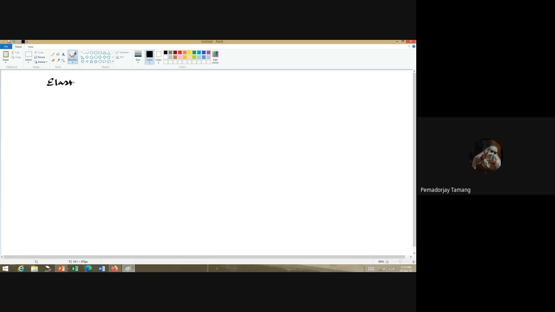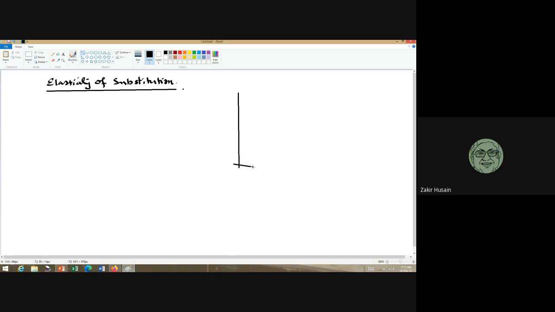Sir, before ending the class, could you explain that better and worse set concept once again? Okay, I'll do it again through the videos, but let me just introduce this concept. Elasticity of substitution is a case where, see over here you have got labor and capital, you have got a price ratio, and this is another isocost line.